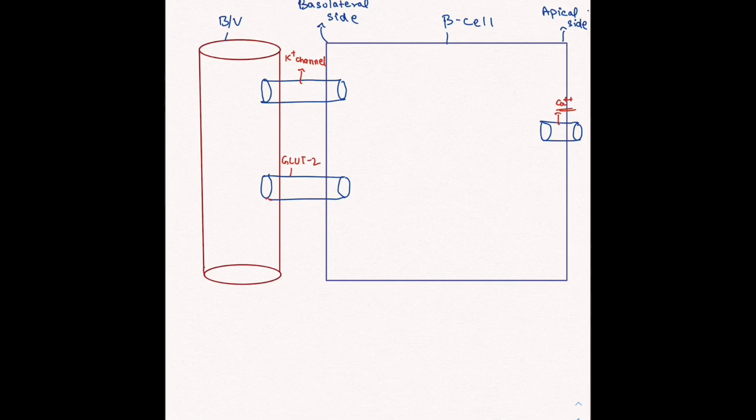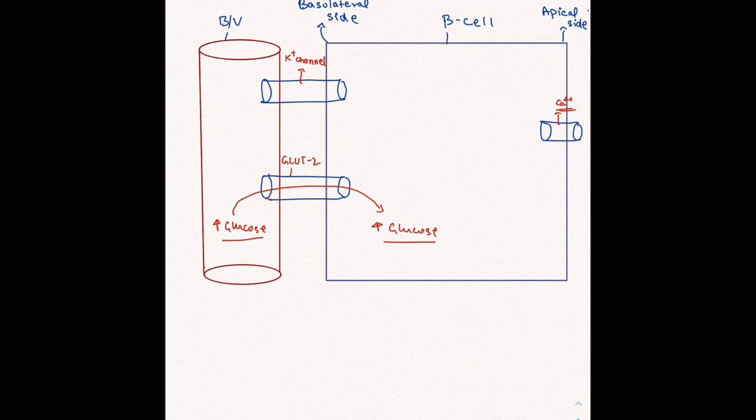GLUT2 is the channel towards the basolateral side, and it is a glucose sensor. So what does it do? Whenever the glucose level increases in the blood vessel, it will sense the increased glucose and facilitate the diffusion of glucose from the blood vessel into the beta cell, leading to an increase of glucose in the beta cell.